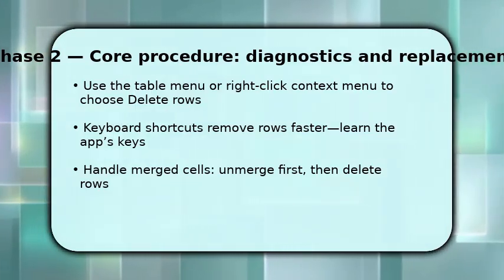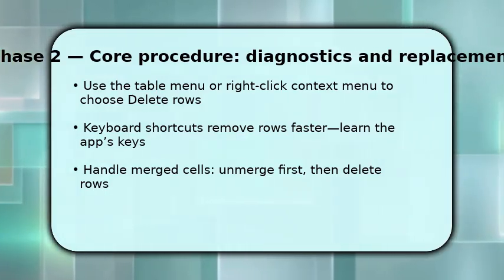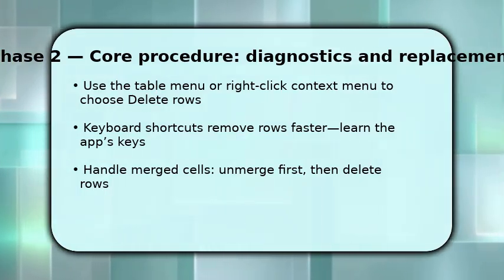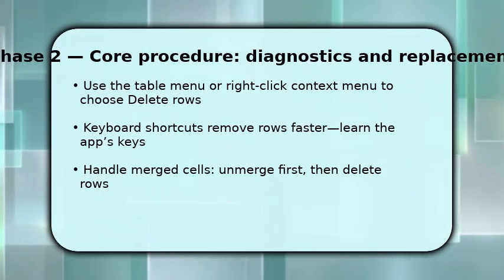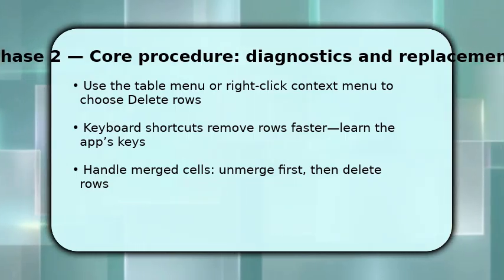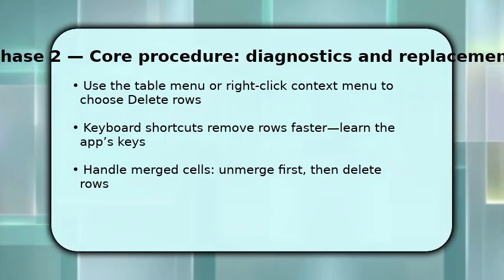That removes structural entries rather than clearing text. If you prefer speed, use the document's keyboard shortcut for row deletion. Practice once to memorize it. If rows contain merged cells, unmerge them first because deletion behaves unpredictably otherwise. Also, check for formulas or references that might shift.